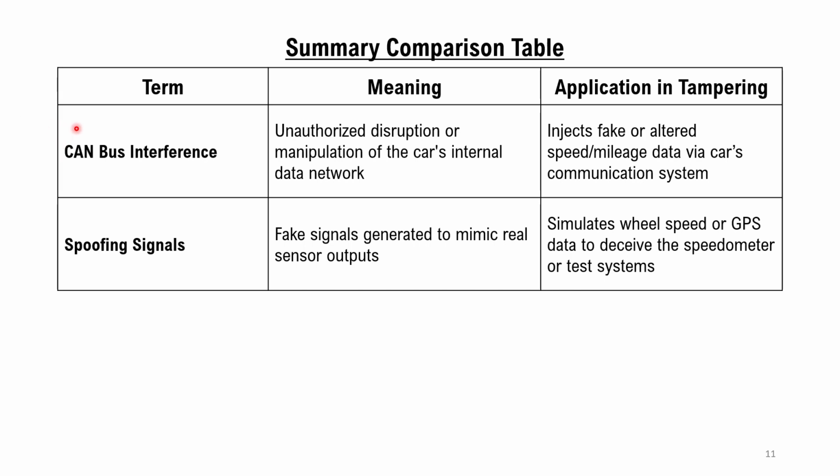Therefore, CAN bus interference means unauthorized disruptions or manipulation of the car's internal data network. That is, inject fake or altered speed or mileage data via the car's communication system. And spoofing signals mean fake signals generated to mimic real sensor output. Simulates wheel speed or GPS data to deceive the speedometer or test systems.